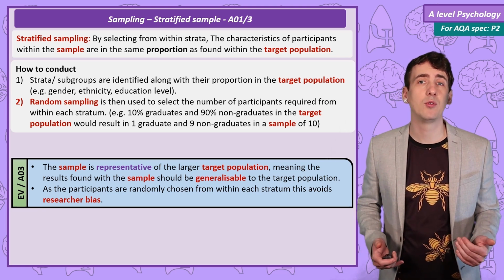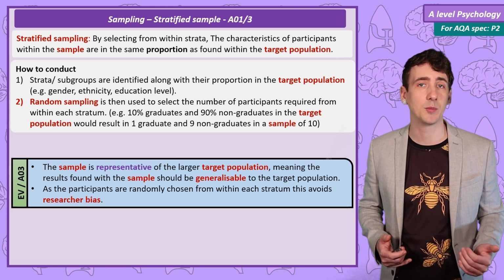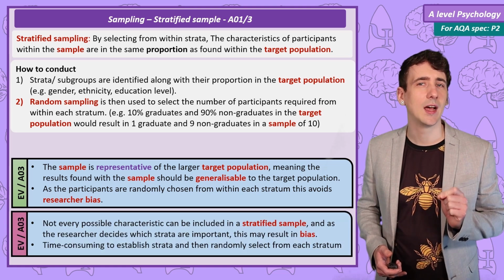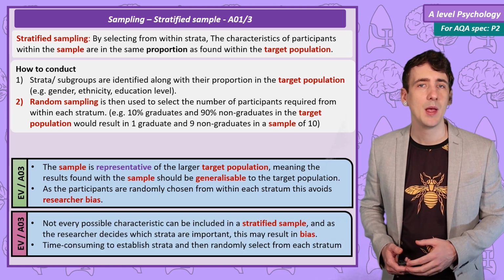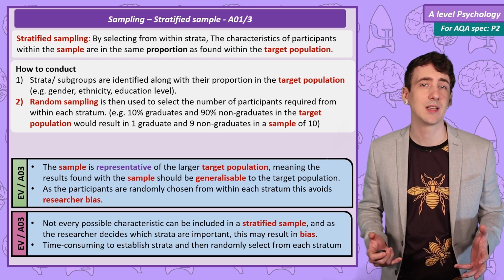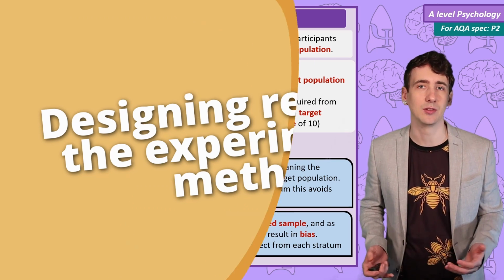Also, this sampling method avoids researcher bias as it randomly selects participants from within each strata. But the researcher does decide which strata are important to consider, meaning there might be some bias in the selection of strata, and you can imagine stratified sampling is time-consuming and difficult.